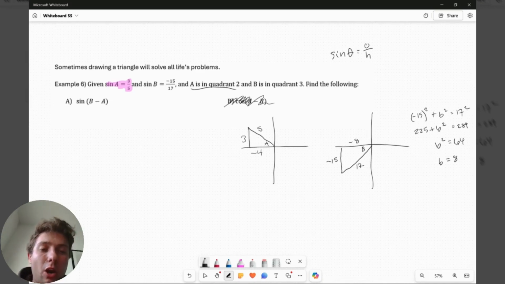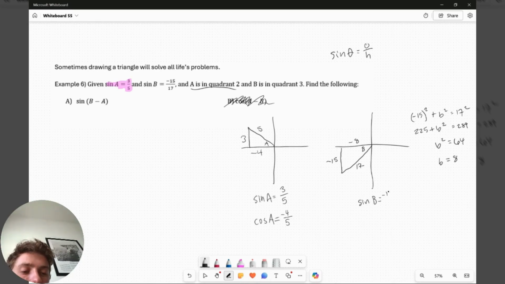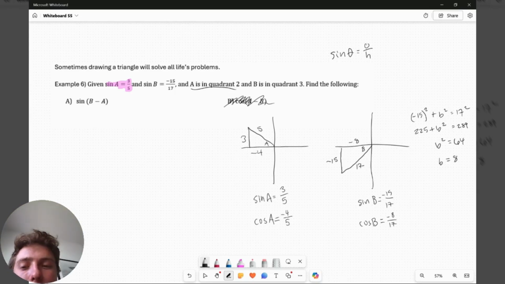So now from there, now that we know each of these, realize what you can find from these triangles then. The first one, we know that sine A is equal to 3/5. But now that we also know the adjacent side, I also know cosine. Cosine is the adjacent side over the hypotenuse. Same idea with angle B. We already knew sine B was -15/17. But now we also know cosine. Cosine is -8/17.